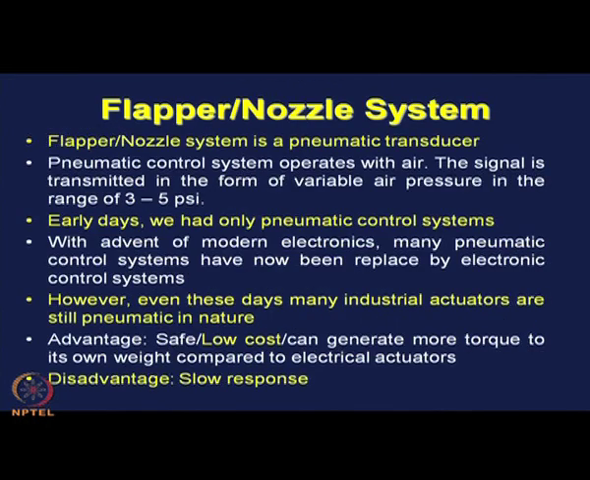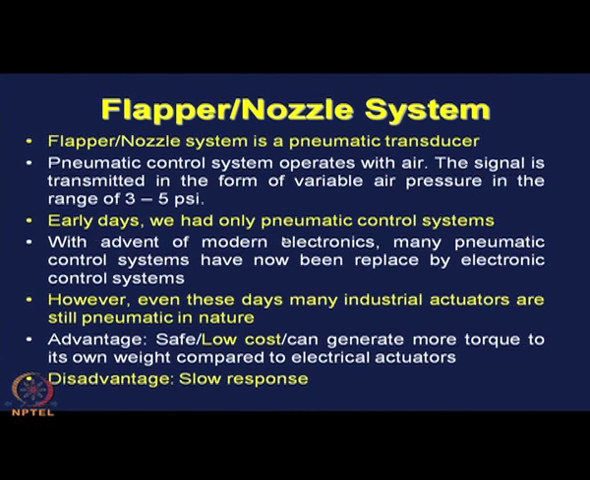So, let us start with flapper nozzle system. Flapper nozzle system is a pneumatic transducer. We know that pneumatic control system operates with air. The signal is transmitted in the form of a variable air pressure in the range of 3 to 15 psi. You have read more about this during discussion on control part of this course.